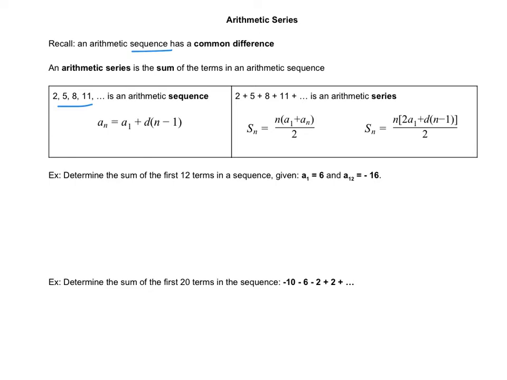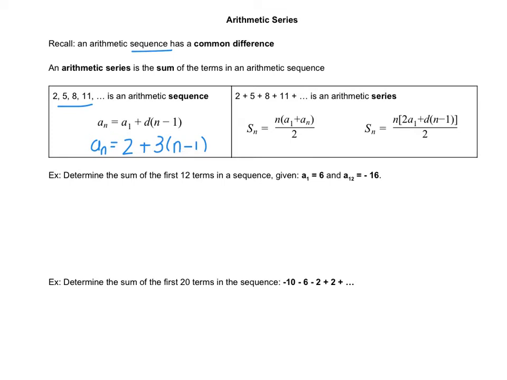Our general formula for an arithmetic sequence is an, which is the term, is equal to a1, which is the first term, so in this case 2, plus d, where d is the common difference, so in this case it is 3, times n minus 1, where n is the position number of a term in the sequence.